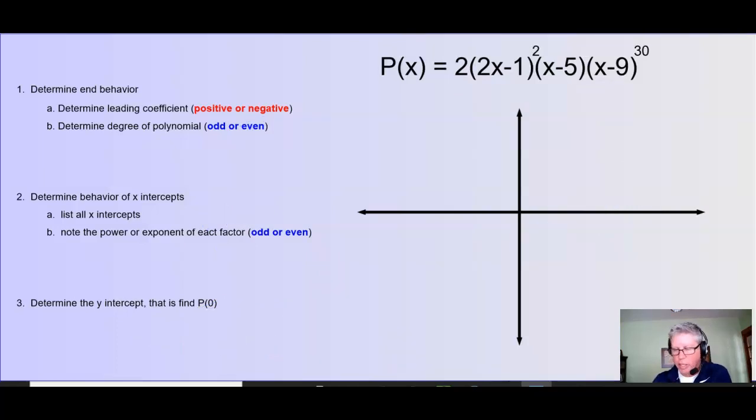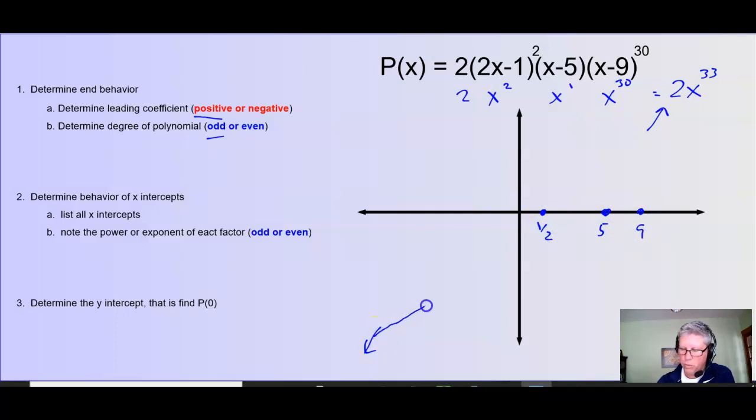So let's try one more example just to make sure we have it. We have x to the 30th here, we have x to the 1st, we have x squared, and we have positive 2. That's going to give us 2x to the 33rd. So we know the leading coefficient is positive, and we know this is odd. So I would expect this to go this way and this way. A positive odd graph. All right. X-intercepts are at 1/2, 5, and 9.